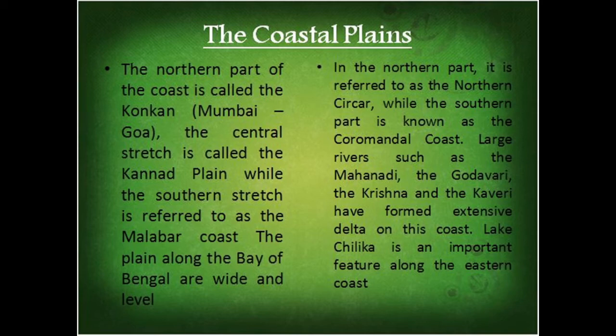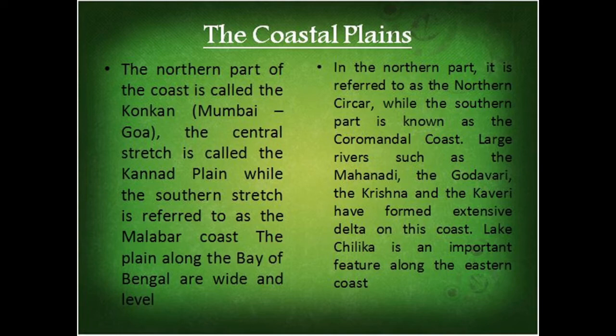The eastern coastal plain lies between West Bengal and Tamil Nadu. Important rivers of South India, namely the Mahanadi, Godavari, Krishna and Kaveri, have formed extensive deltas on this coast, and Lake Chilka is an important feature along the eastern coast. Both the plains meet at the southernmost tip of the Indian peninsula at Kanyakumari.